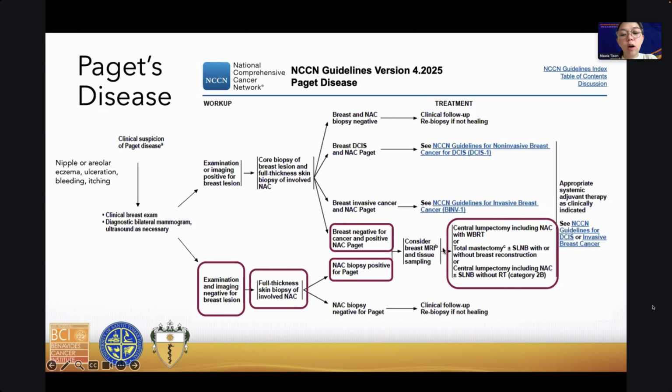And if there are really no other breast lesions, then the surgical option would be a central lumpectomy with whole breast RT, or mastectomy with or without reconstruction, with sentinel lymph node biopsy. So here you see, you may consider SLNB with a lumpectomy, because when we do a central lumpectomy and it turns out there's invasive cancer, then we can't do sentinel lymph node biopsy anymore.